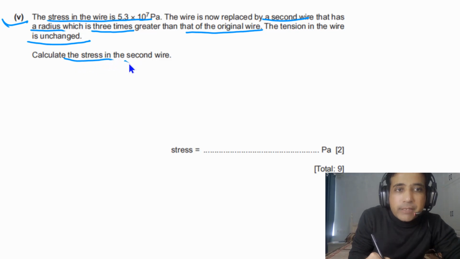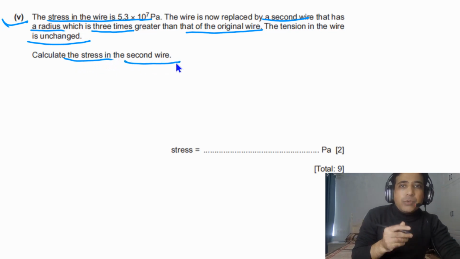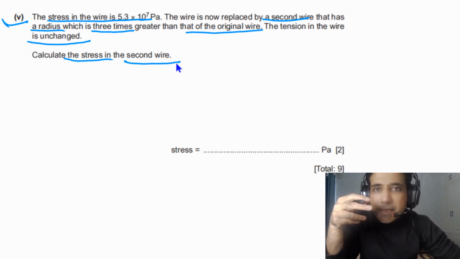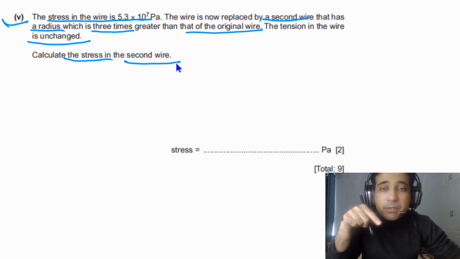Calculate stress in the second wire. So quite a straightforward question. Radius has been increased by 3 times, but tension is the same. So it means that area has been increased by 9 times. So stress will decrease by 9 times. So simply this is how you can answer.